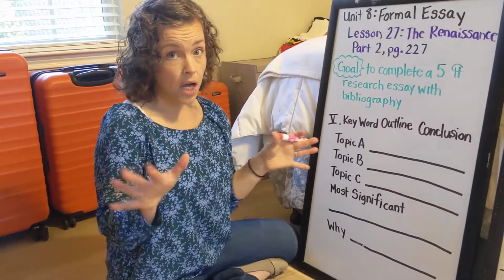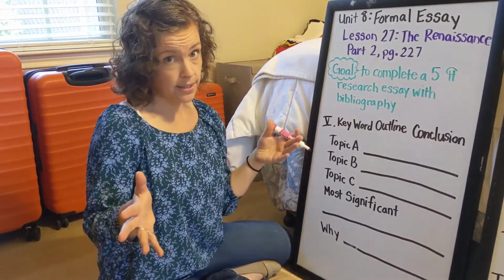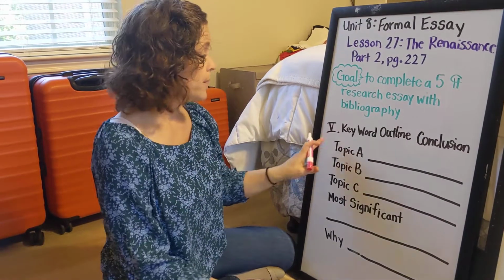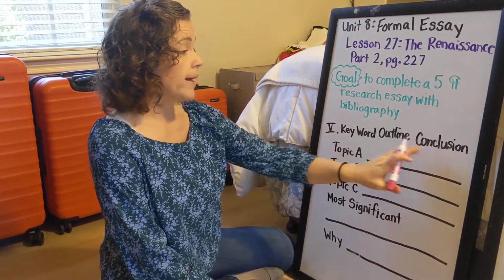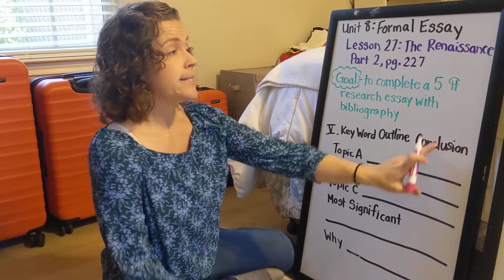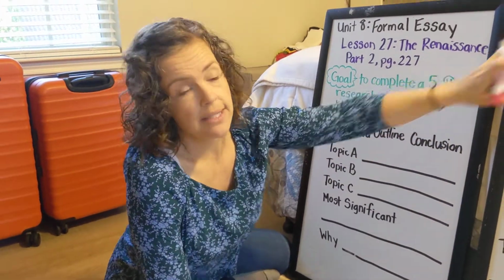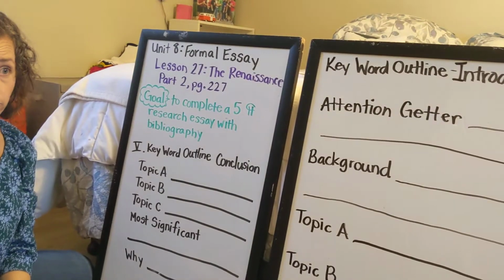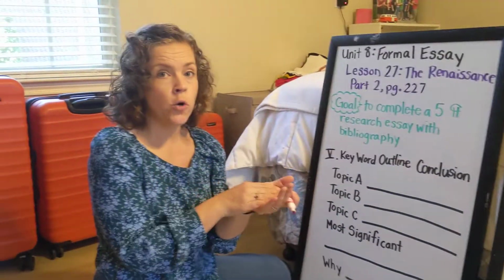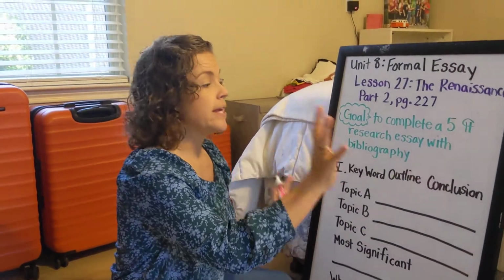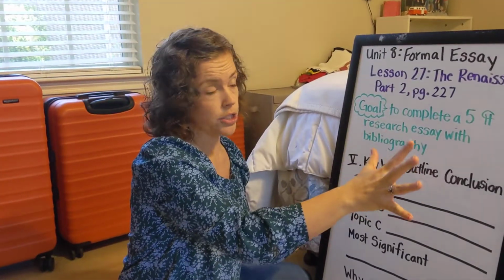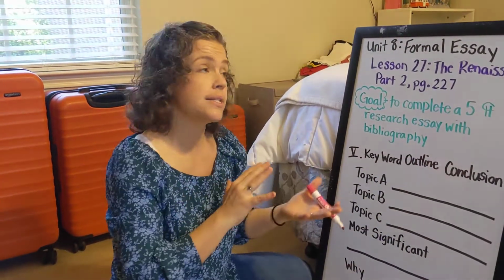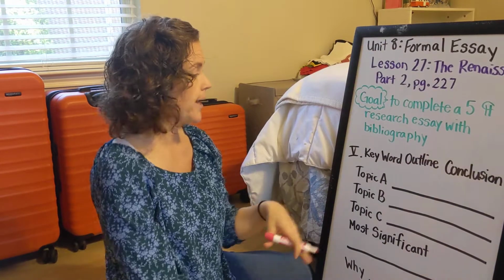So the things to talk about for this lesson, the things for you to do at home, are the keyword outline conclusion and the keyword outline introduction. This is the exact same as it was for Unit 7 when you did inventive writing, but now we're just moving it over to research. So the introduction and conclusion we introduced in Unit 7, and we're carrying over and continuing it here in Unit 8 on the formal essay.